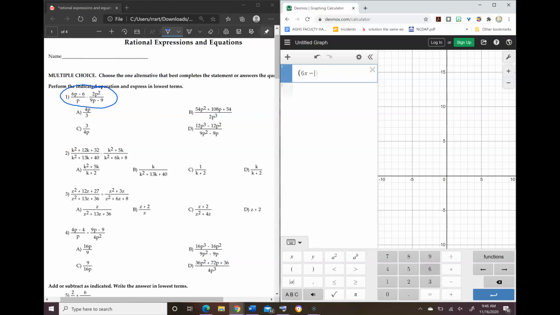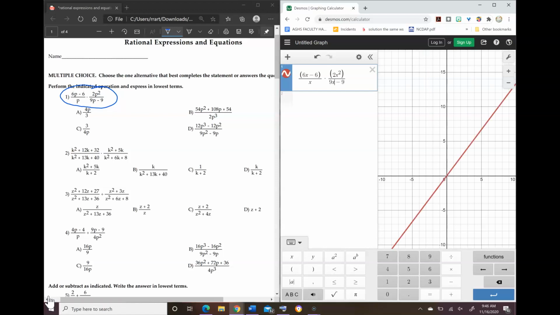Divided by x here. Okay. Then I'm going to multiply it by 2x squared. Oh, didn't put my numerator in parentheses. 2x squared, close your parentheses, divided by 9x minus 9. Oh, forgot my x. Okay?